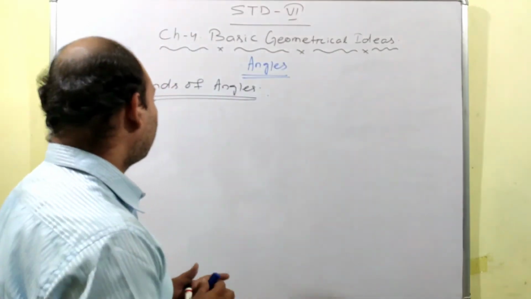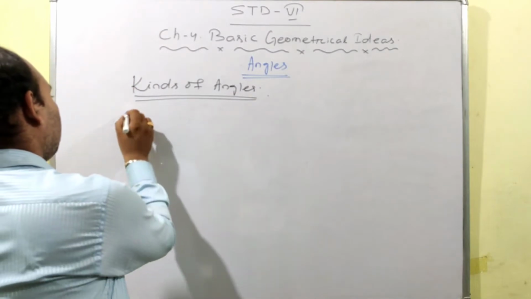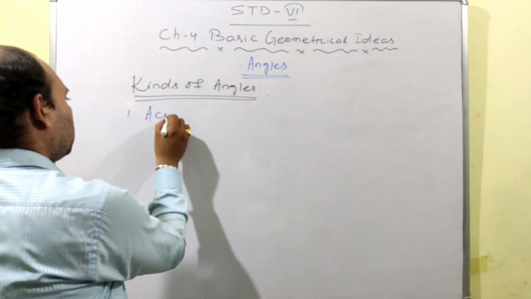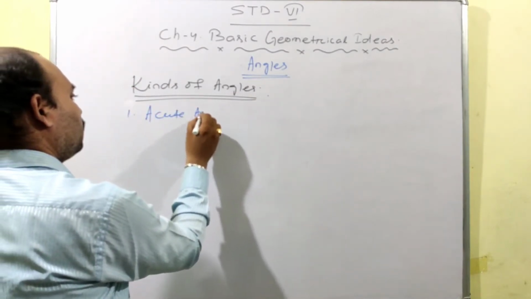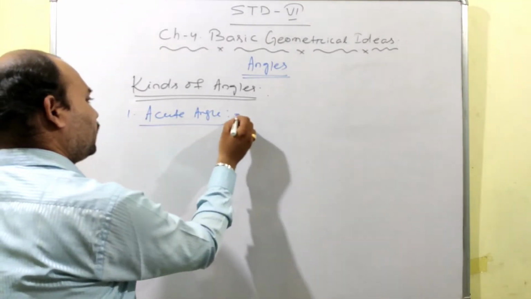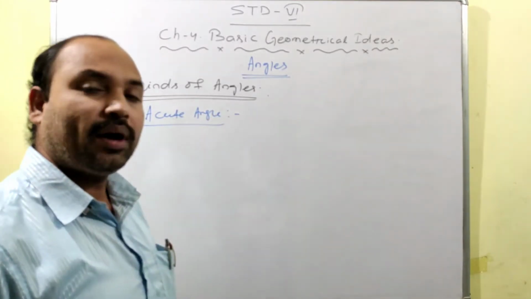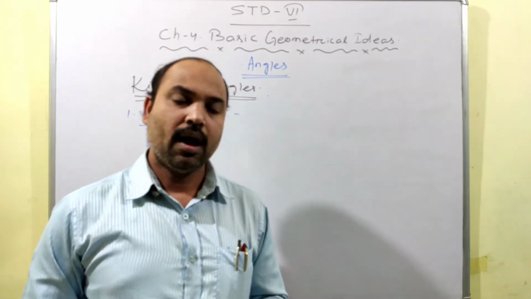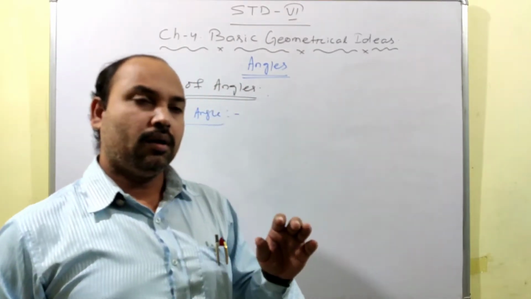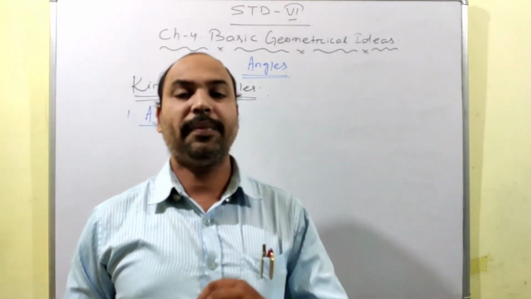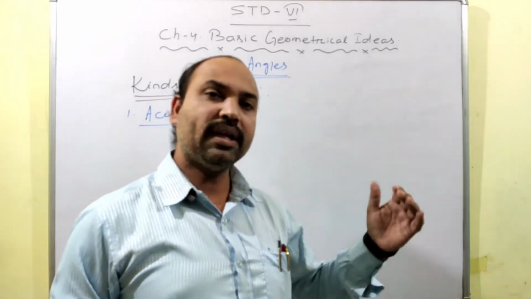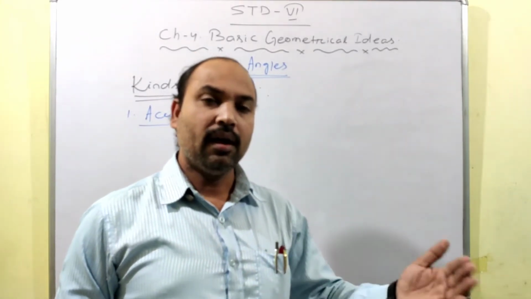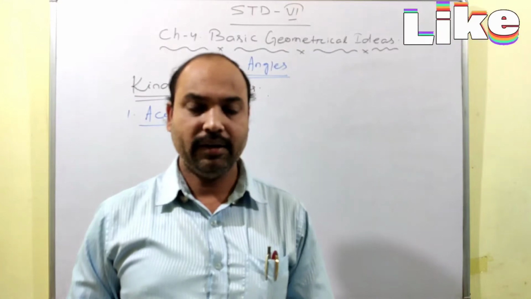The first one is the acute angle. Okay. So what is called an acute angle? An acute angle means an angle whose measurement is more than 0 degrees and less than 90 degrees.